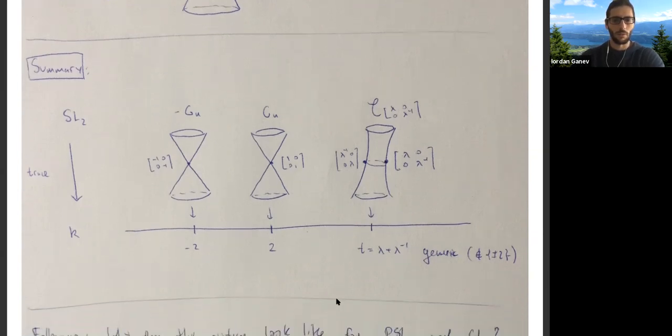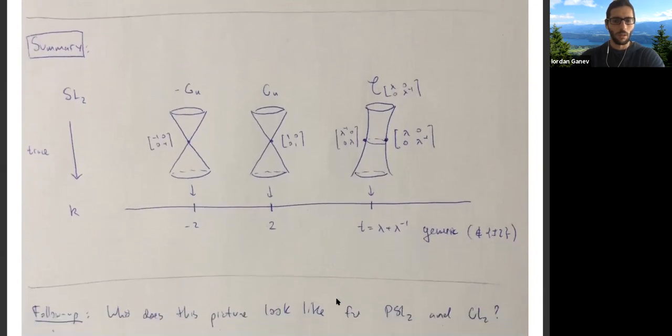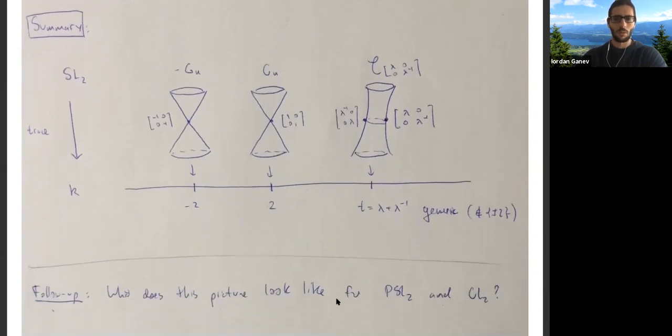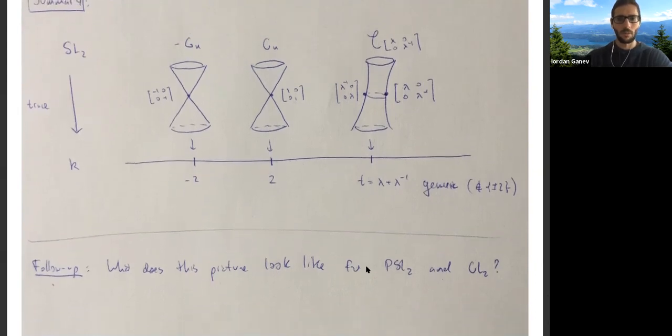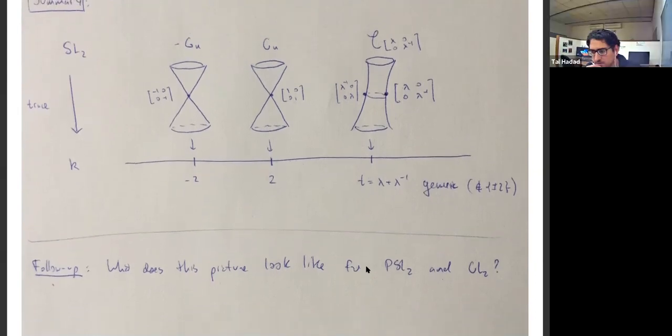And so if you want to think about this some more, you can think about what happens for PSO2 and for GO2. How does this picture look, or what modifications need to be made for these two groups? Okay, so I hope that was helpful.